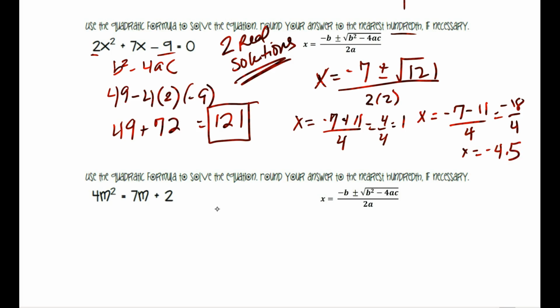So either way, we couldn't factor this into integers because this is not an integer, right? It just happens that 1 is. So in roster form, -4.5 and 1 are our solutions, also our roots, also our zeros, also our x-intercepts.